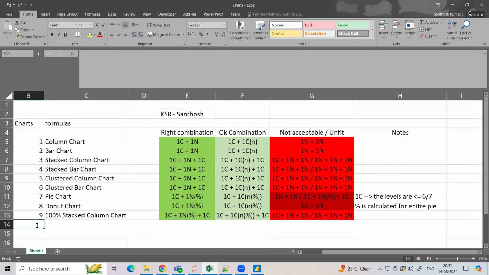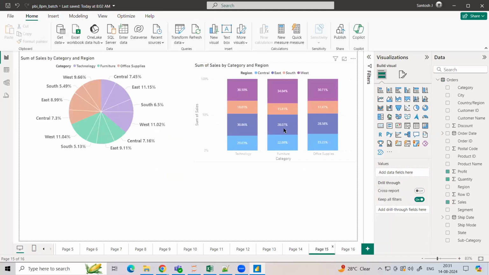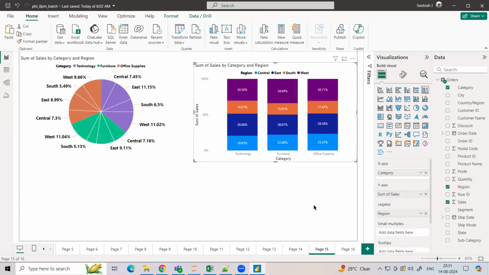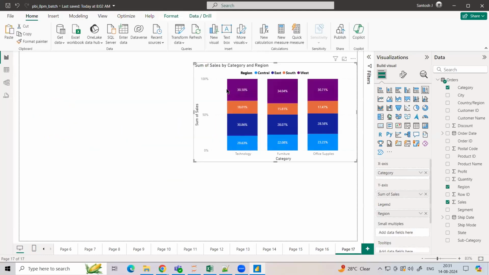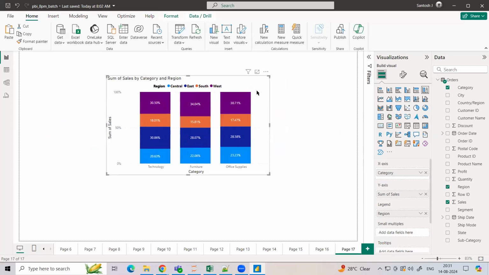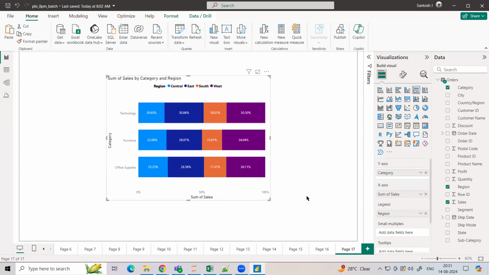Okay. Now, 10th chart. This is one chart, right? And for this chart, it always has one twin brother. Who is the twin brother?